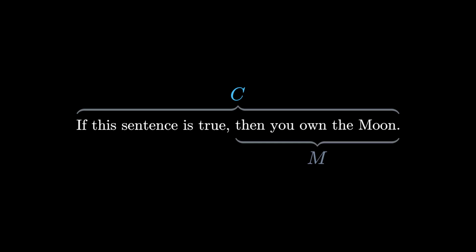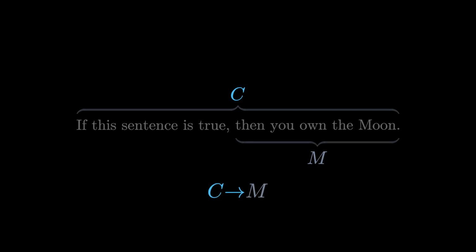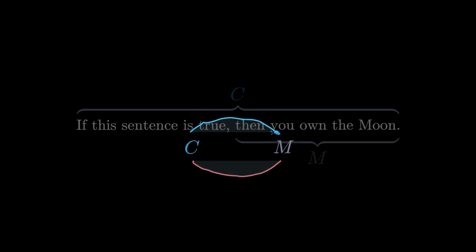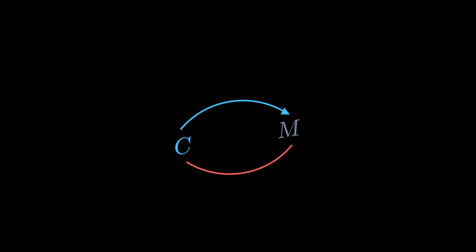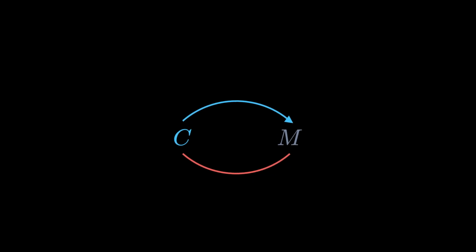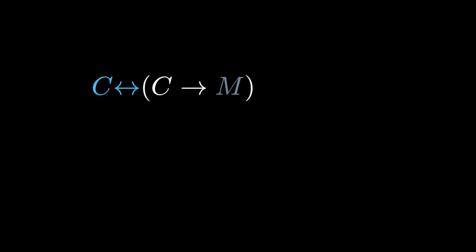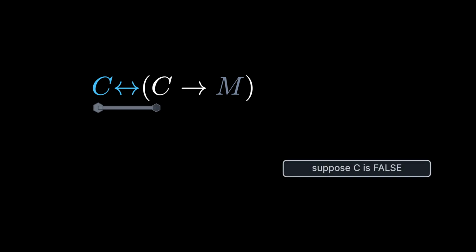C says, if C, then M. But C does not just talk about that. C is that. The sentence and its content are the same object, which is a biconditional. C, if and only if C arrow M, bolted together. Suppose C is false. False setup, free pass, so C arrow M comes out true. But C is bolted to that, so C is true. Alarm bell.